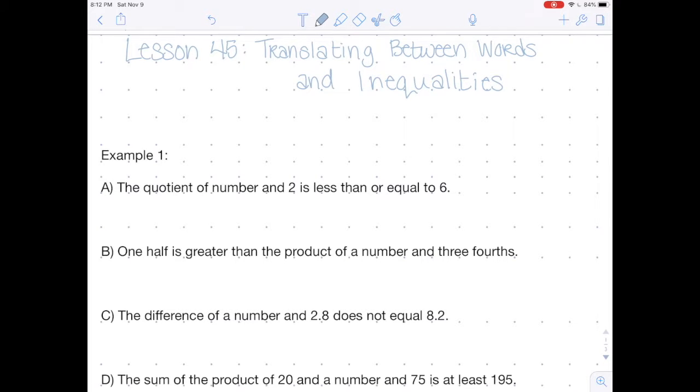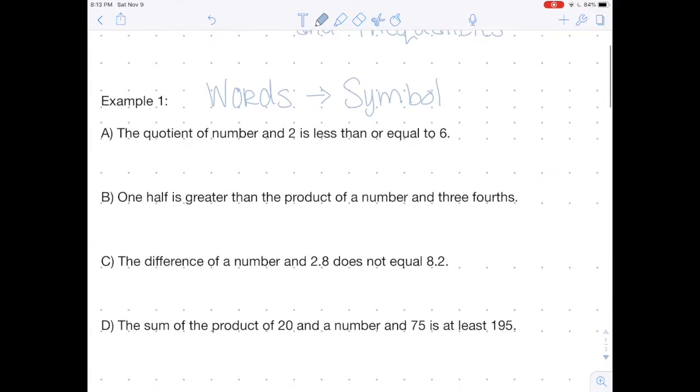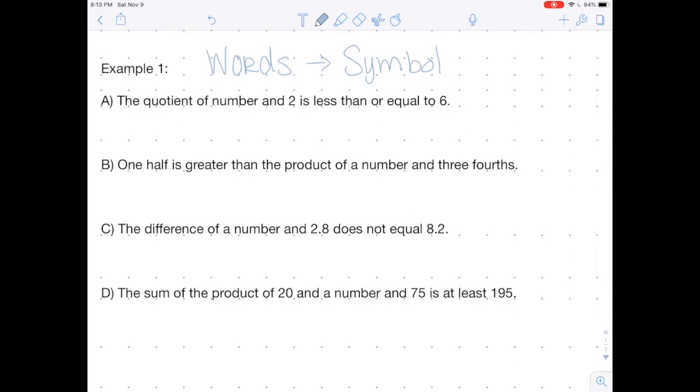Okay, we are on lesson 45, translating between words and inequalities. We're going to jump right in, and first we are going to translate from words to symbols. So we're going to take sentences and write them in math symbols. Problem A says the quotient of a number and 2 is less than or equal to 6. Quotient here means division. So the quotient of a number, we don't know what number, I'm going to use x, and 2. So x divided by 2 is less than or equal to 6. There we go. One done.